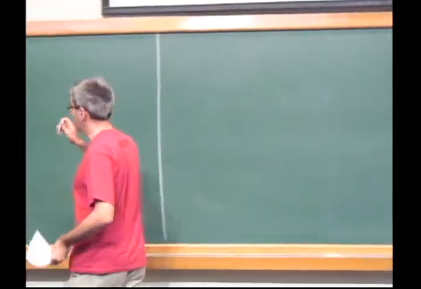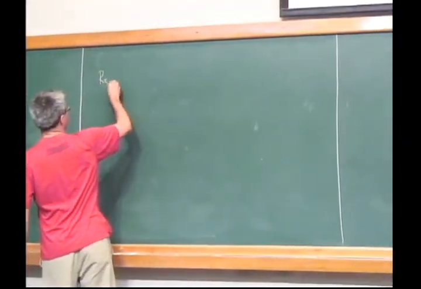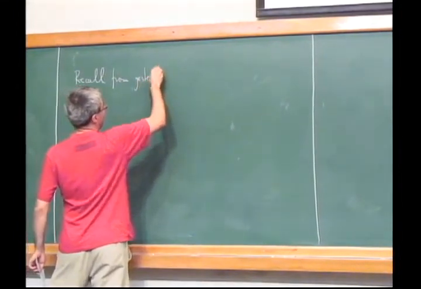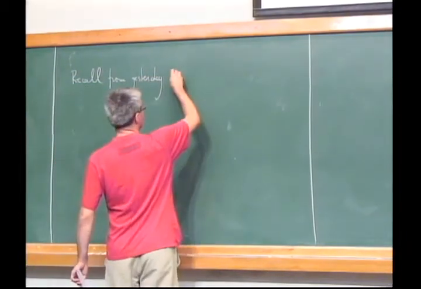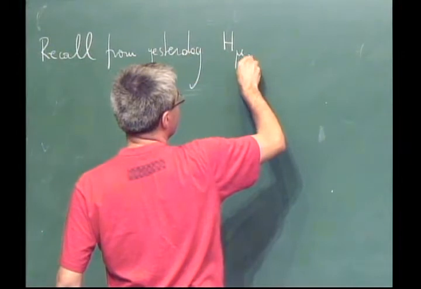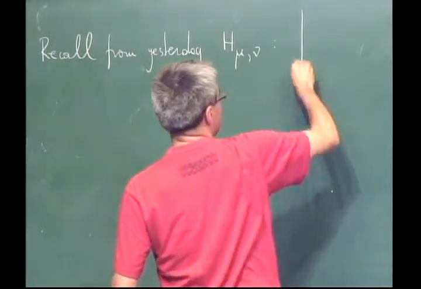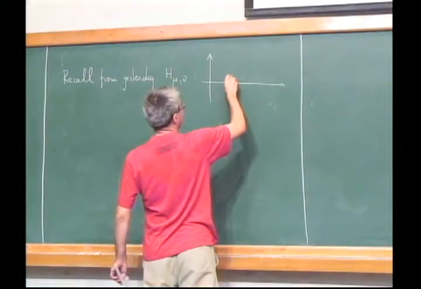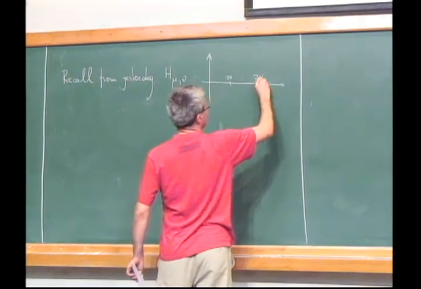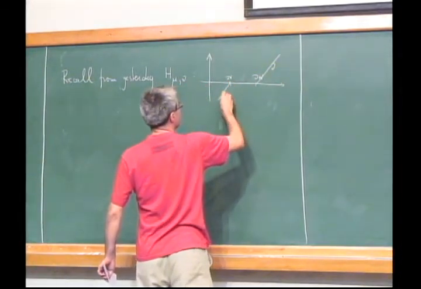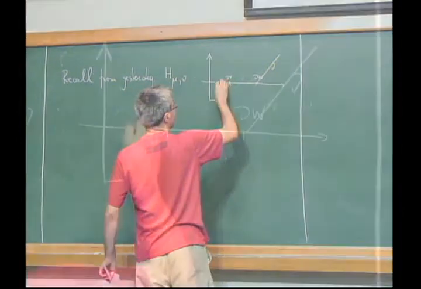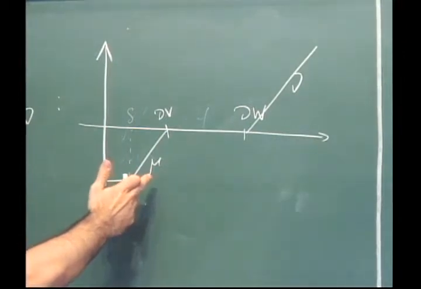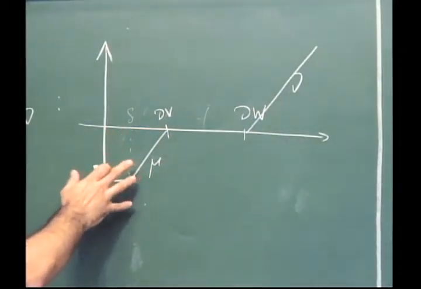So these are the following. Recall from yesterday the Hamiltonian, which I will denote h mu nu, and which had this shape. Here I had the boundary of v, boundary of w, and then slope mu, and then going up to some delta, and I will not include the delta because it depended on this slope, essentially. It was small enough depending on this slope.